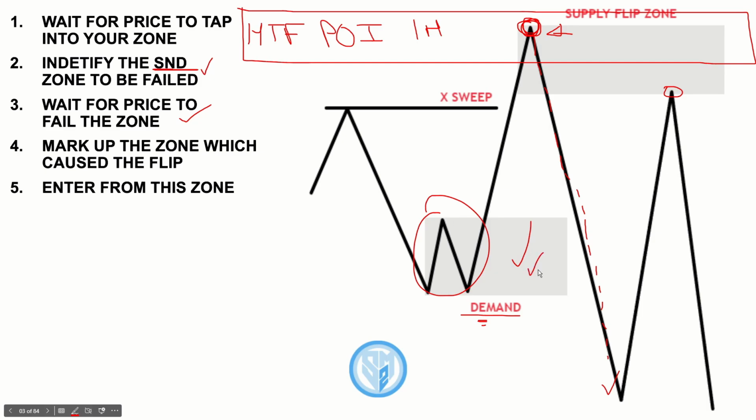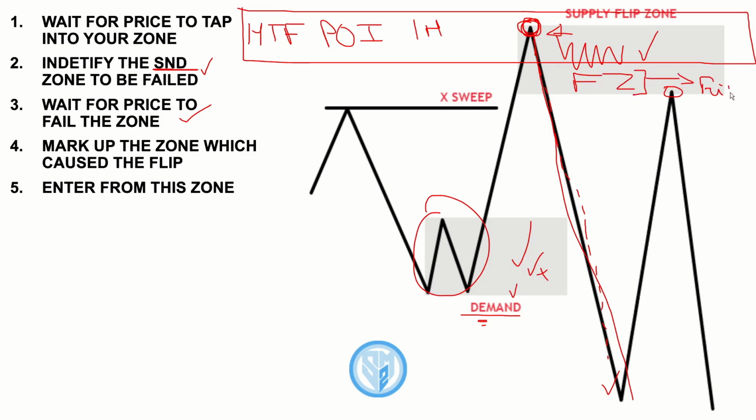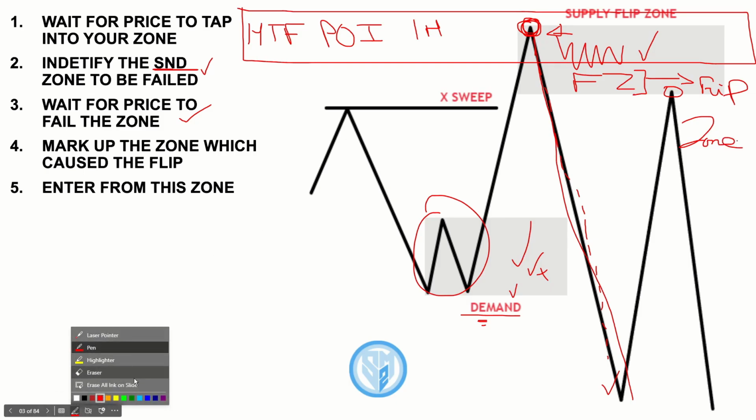So if this demand zone was failed, that means a supply zone must have caused this down move, which caused the failure of this demand zone. So this supply zone over here, all the way up here, is the supply zone that we will be trading from, and is our FZ, which just stands for flip zone. Bang. That is exactly the concept that I am explaining here.